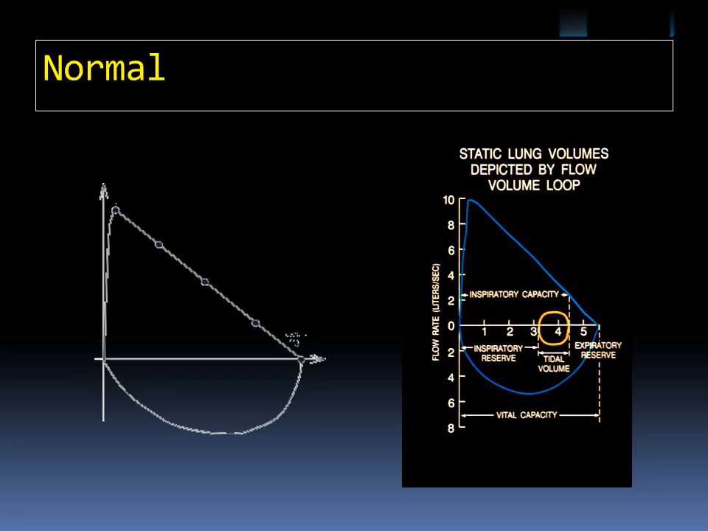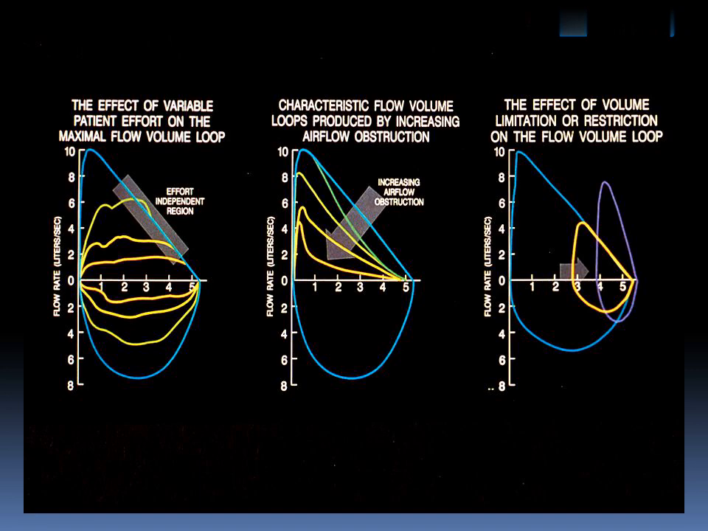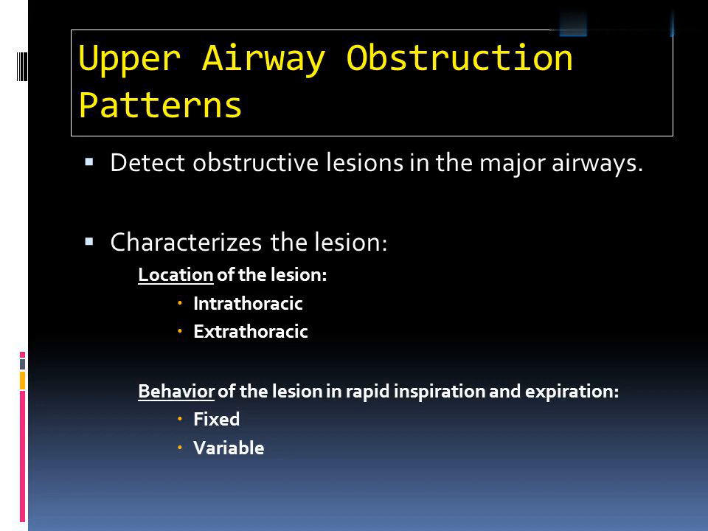Flow volume loops. Normal. Upper airway obstruction patterns. Flow volume loops detect obstructive lesions in the major airways and characterize the lesion, including the location of the lesion.